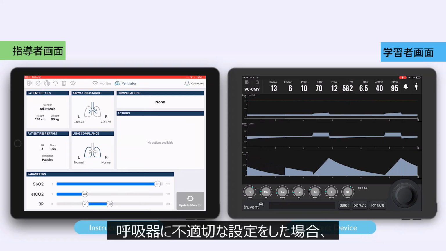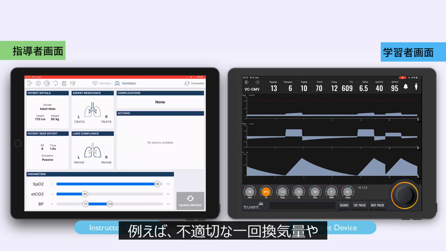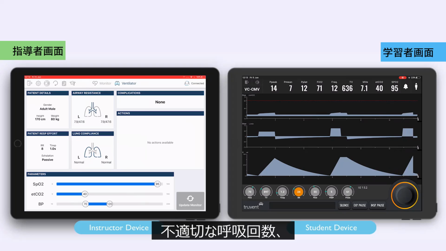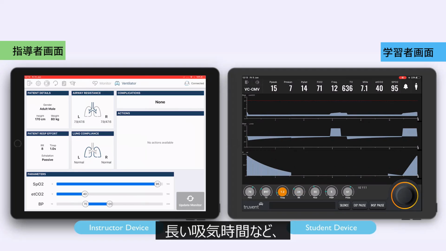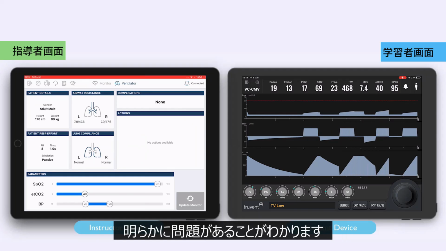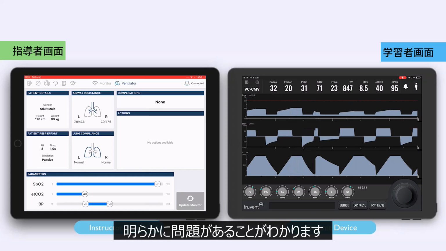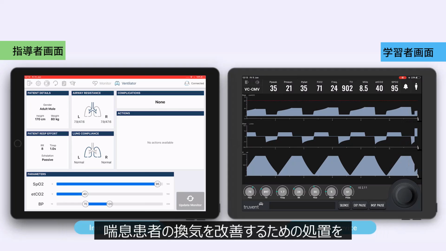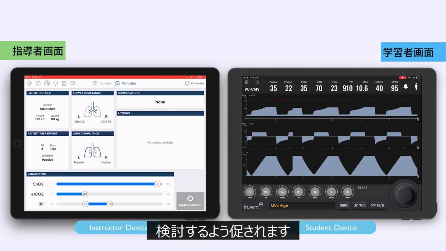If the instructor has made some inappropriate settings to the ventilator, such as an inappropriate tidal volume and an inappropriate respiratory rate and a long inspiratory time, we can see that there is an obvious failure of the expiratory flow to return to the baseline of 0, which then allows the student to realize that the breath has not been adequately exhaled and should prompt them to consider strategies to improve the ventilation of the asthmatic patient.